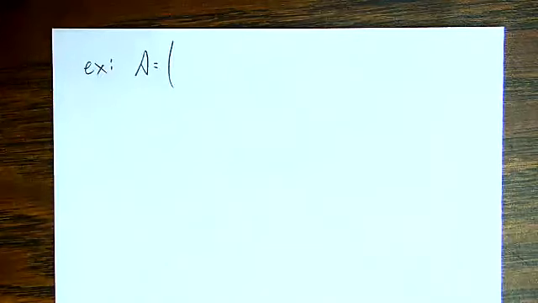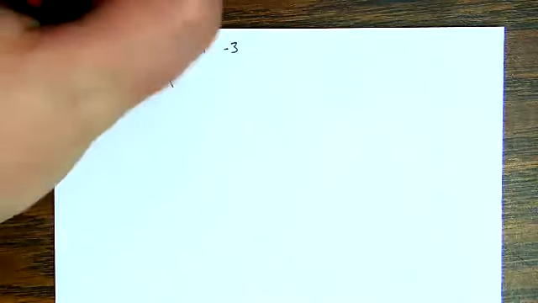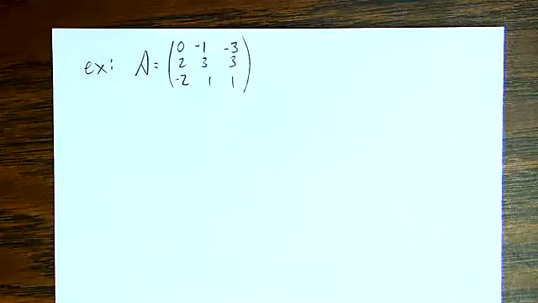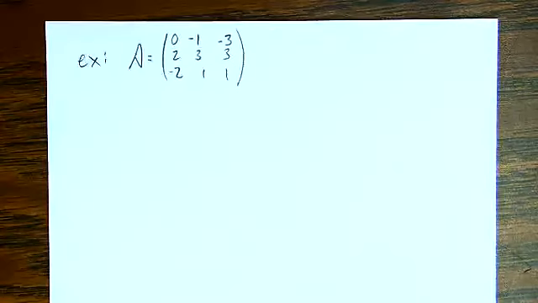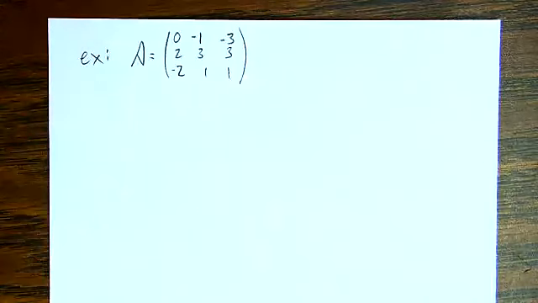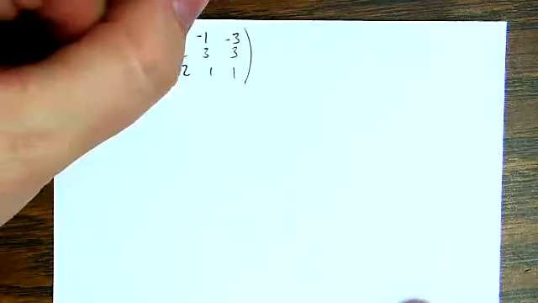A quick note, if I do a 3x3 here instead, there's nothing that limits this to 2x2s. If I do a 3x3 here, say A is 0, -1, -3, 2, 3, 3, -2, 1, 1. And I want to find the eigenvalues and eigenvectors here. Still going to set up the same thing. I need to find lambda, and then I need to find the k that corresponds to each of those lambdas.